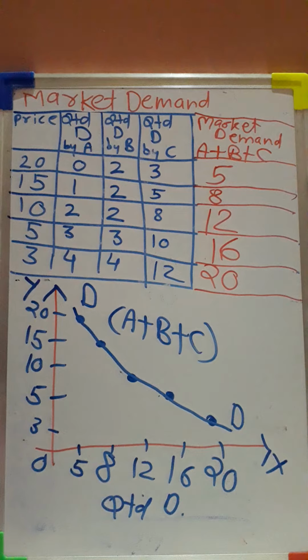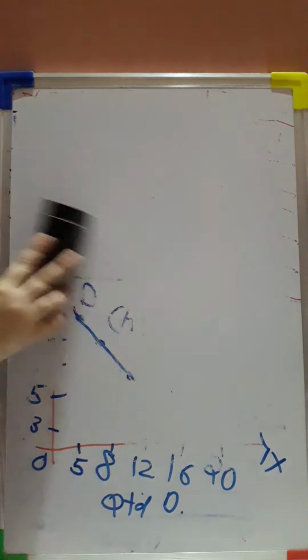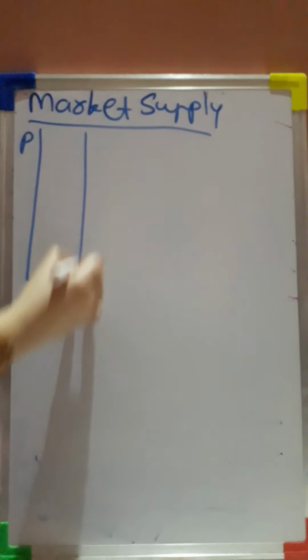Now we will move toward how to calculate the supply concept. So for this I will rub the board. Now we'll understand how to calculate market supply. First of all, what is market supply? Market supply means the total quantity of commodity supplied by all the producers at a given price and time in the market. For this, we'll draw the question.